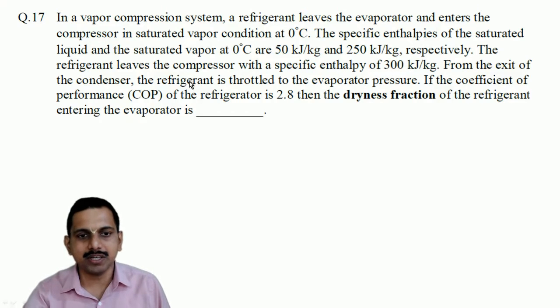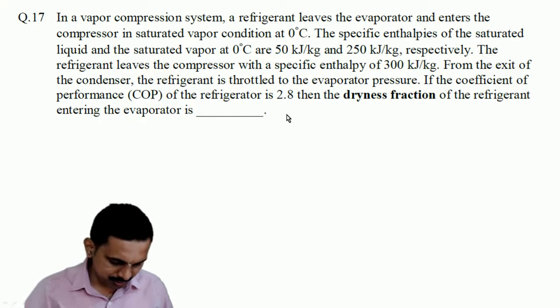From the exit of the condenser, the refrigerant is throttled to the evaporator pressure. If the coefficient of performance COP of the refrigerator is 2.8, then the dryness fraction of the refrigerant entering the evaporator is dash. Let us do this.